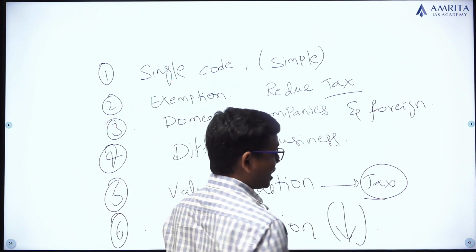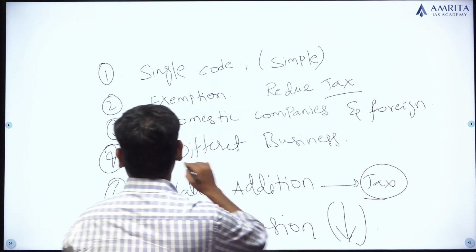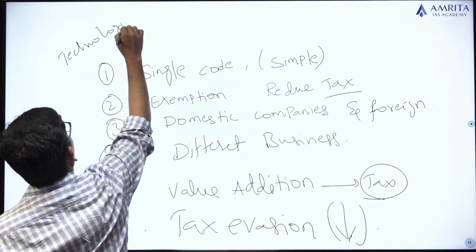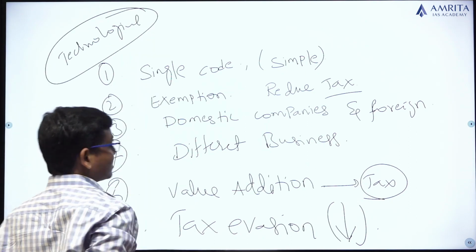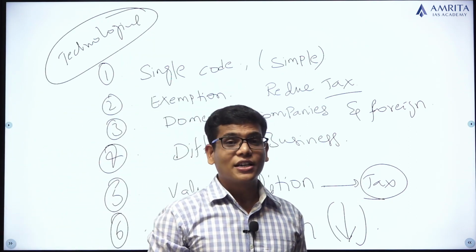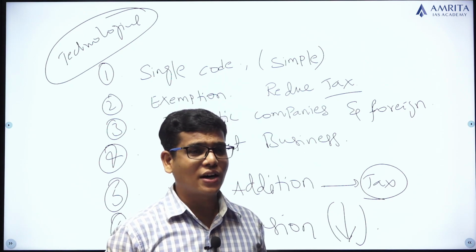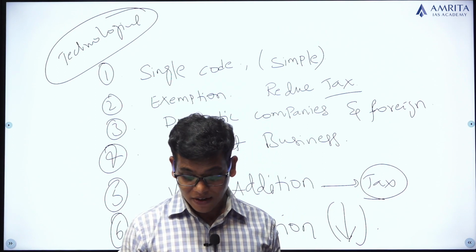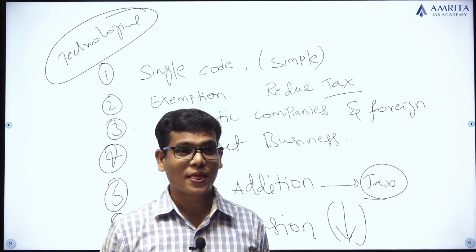reduced in such a manner. You use the technology. So technological intervention is very, very important in assessing the tax. See, two things you need to understand when you are preparing your tax policy: one is the technological aspect, second is the psychological aspect.